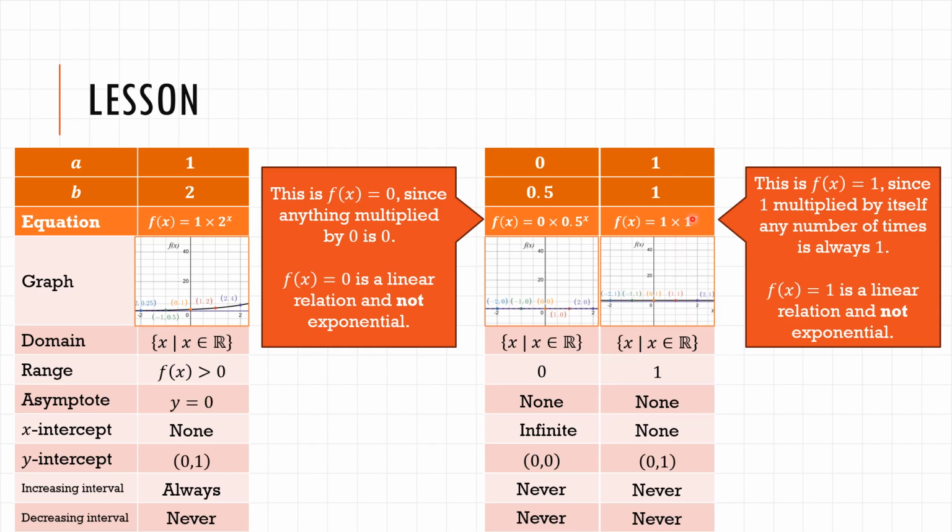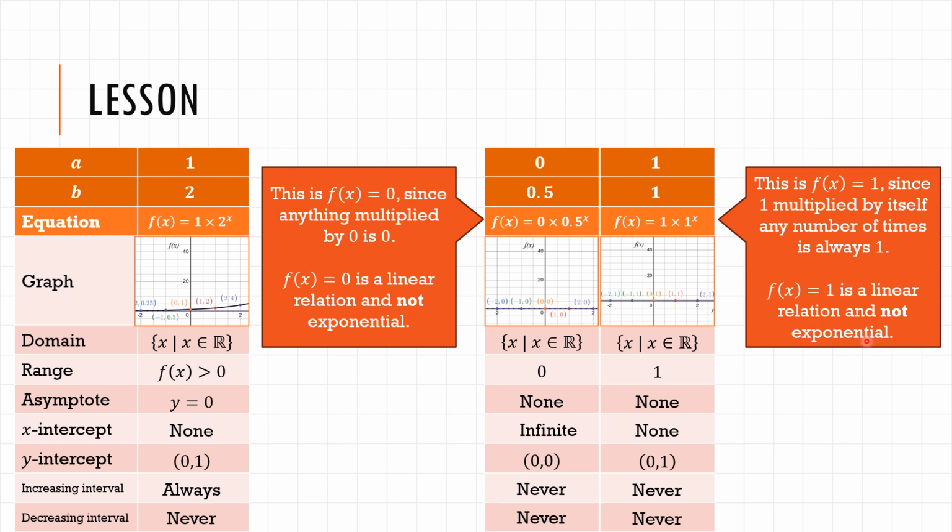Over here, when the base was 1, well, no matter what we change x to, 1 to the power of anything, 1 multiplied by itself any number of times, is always going to be 1. And therefore, this is always going to be 1 times 1. And that is exactly why all the y values are 1. So that is a linear relation. It's a straight line, and it's not exponential.